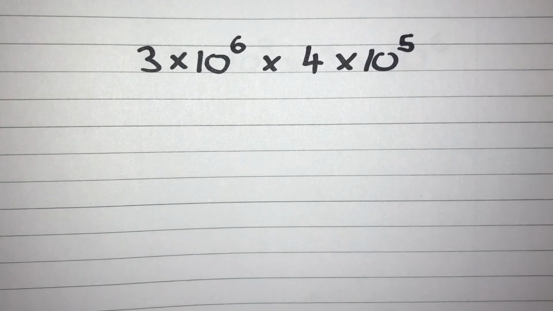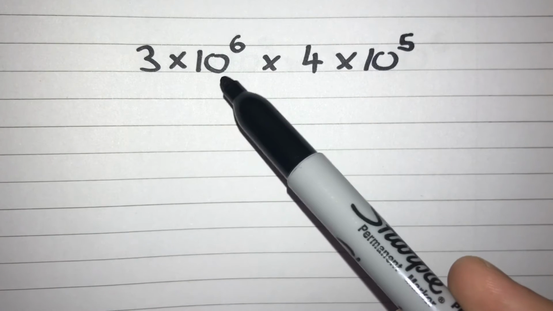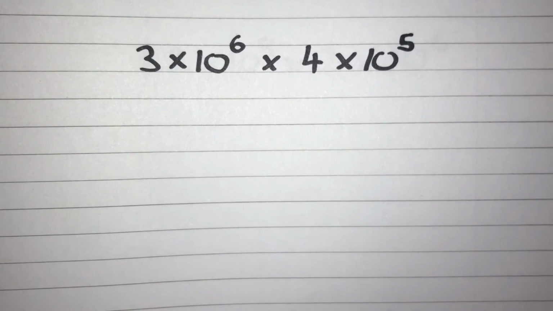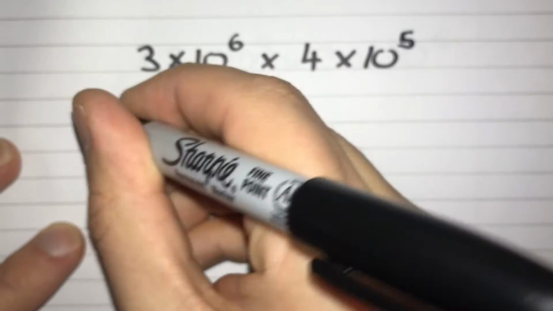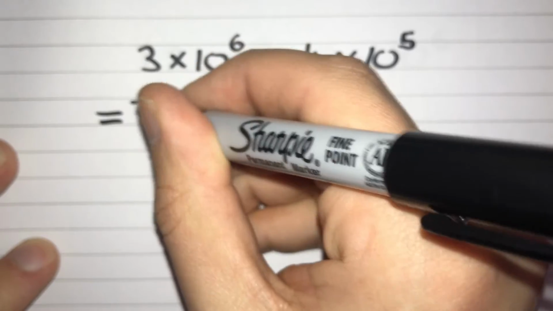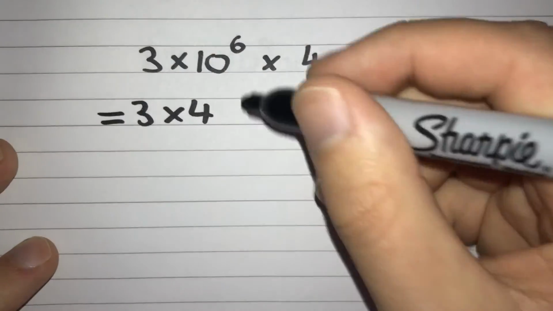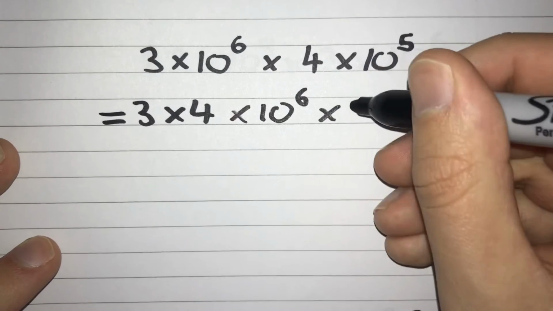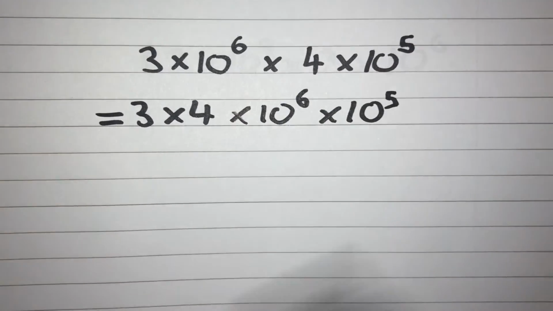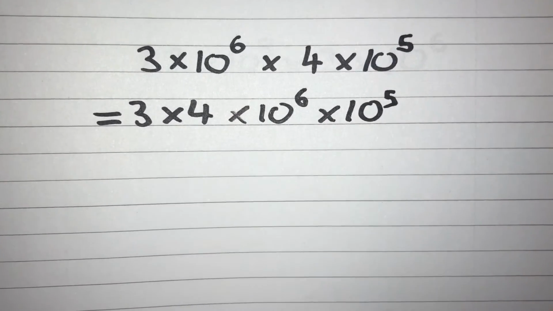Now let's look at another example. This time we've got 3 times 10 to the power of 6 multiplied by 4 times 10 to the power of 5. Let's start off exactly the same. Let's put our numbers together and then our powers together. So 3 multiplied by 4, multiplied by 10 to the power of 6 multiplied by 10 to the power of 5. And then we can work out what each of these is. 3 times 4 would give us 12.